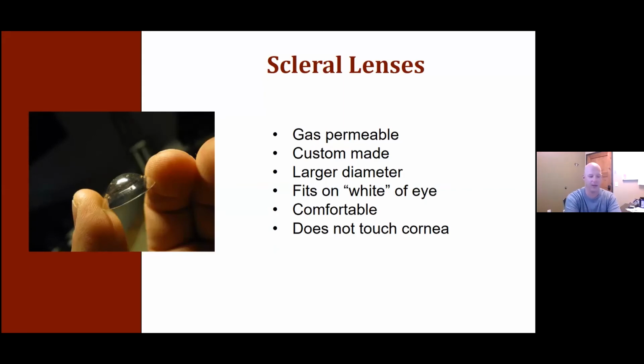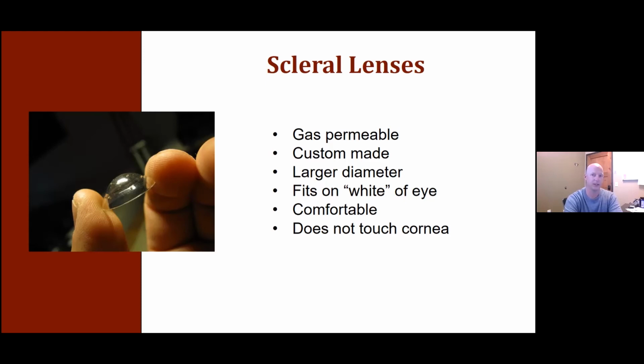The treatment modality that I'm very passionate about and work with frequently is a type of contact lens called a scleral lens, and you'll see someone holding one right here. It's a very large, larger than a normal gas permeable or hard contact lens. These are custom made lenses. In many patients, when we show them this lens for the first time, they think it's going to be uncomfortable, but actually the exact opposite is true.